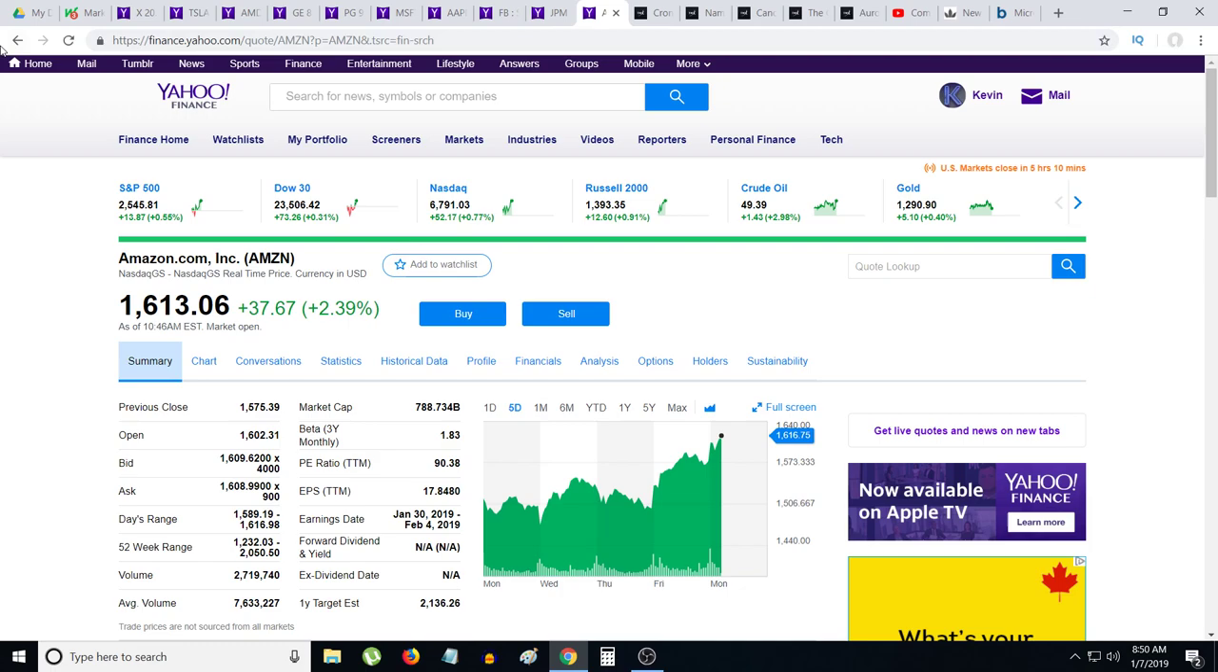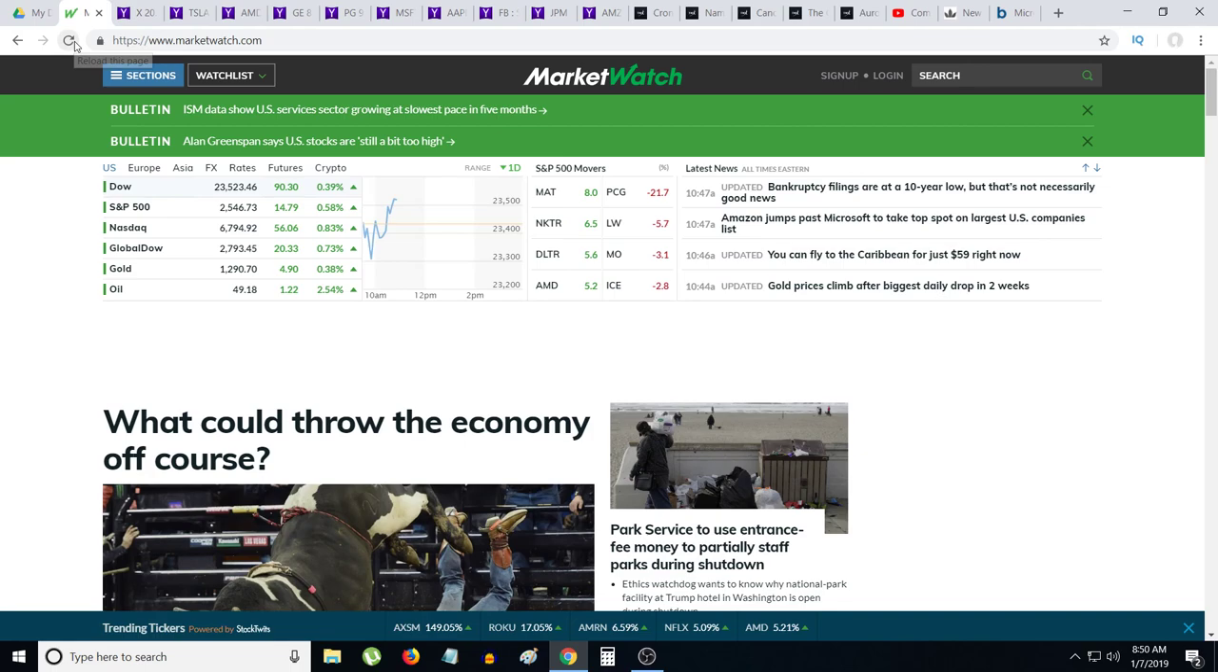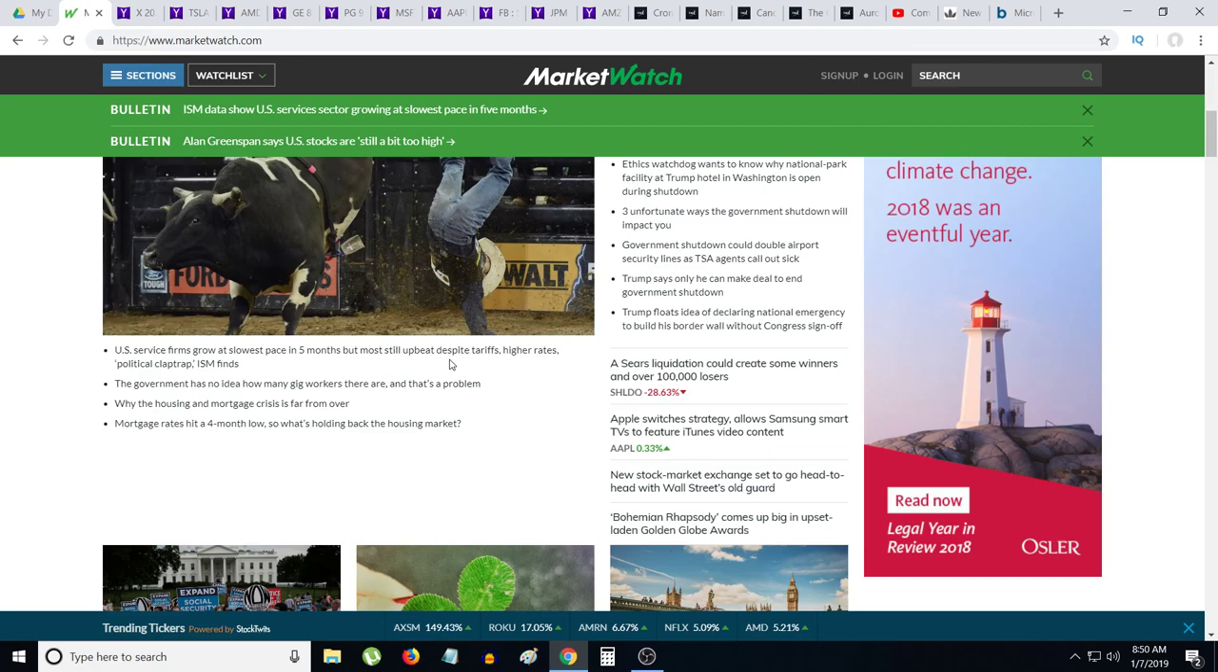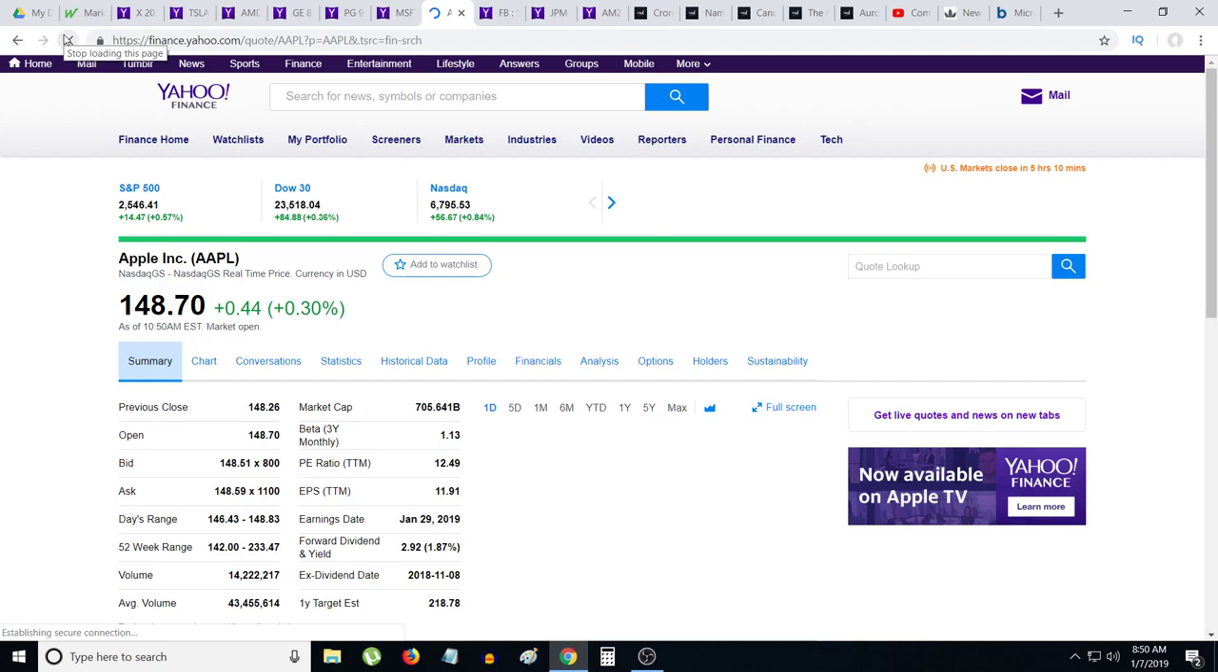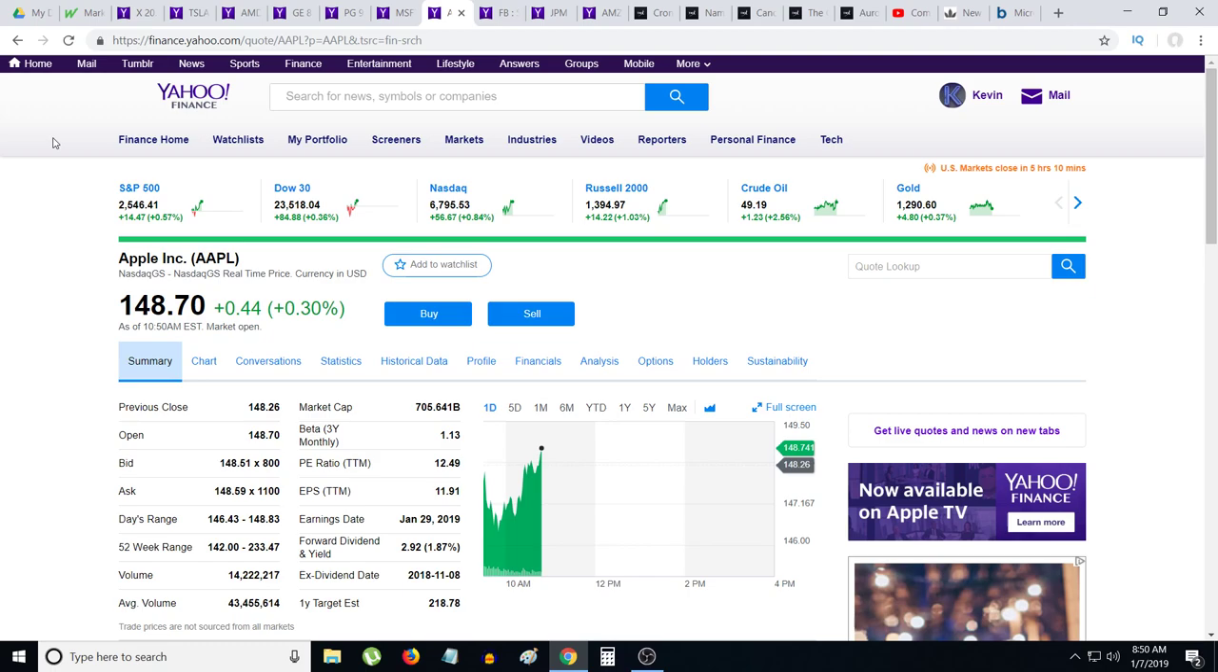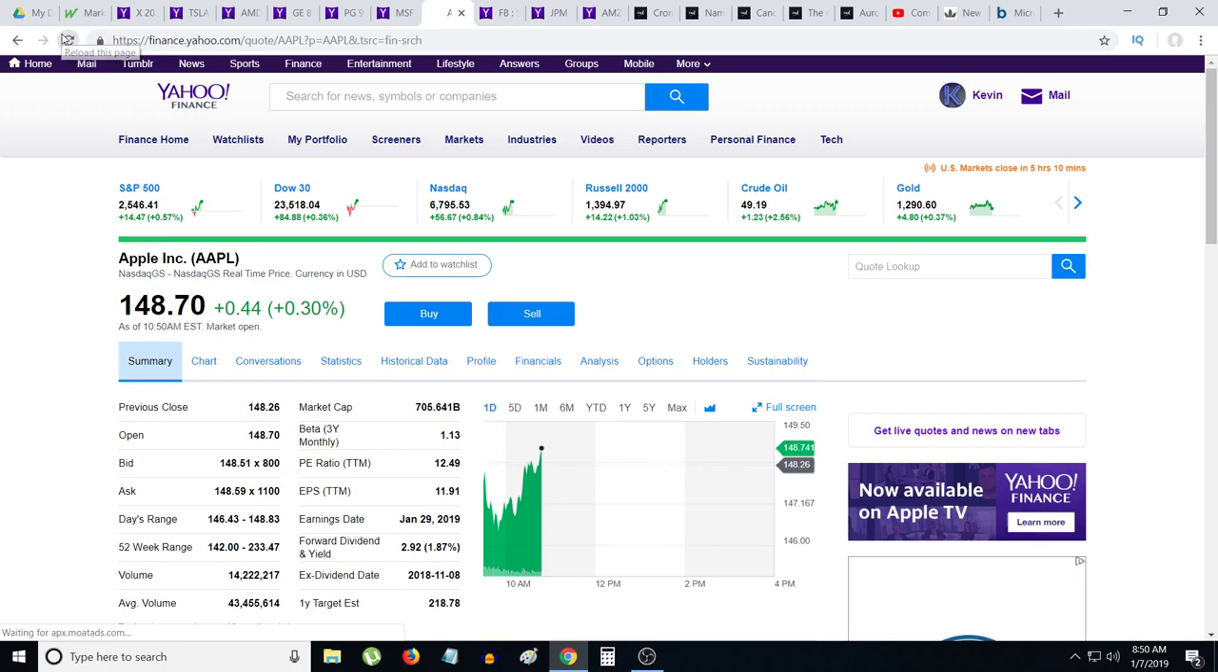Let's see where the market is. The market is doing pretty well right now. How about Apple? I wonder if my Apple put option executed. So if the price keeps going up, I'm screwed. But if the price drops from here, I am good, golden. So we'll see what happens.